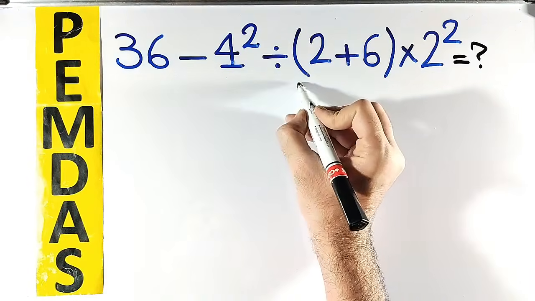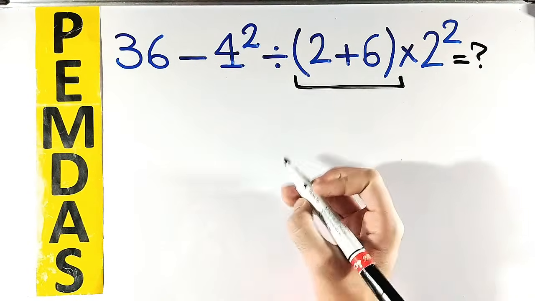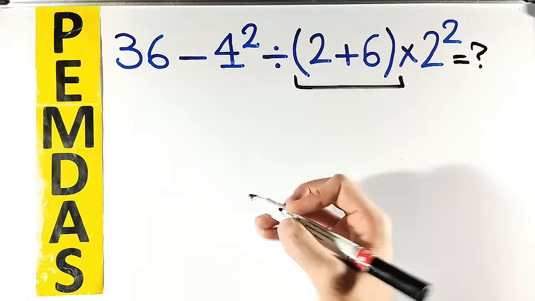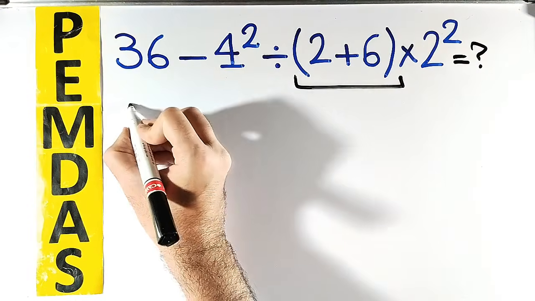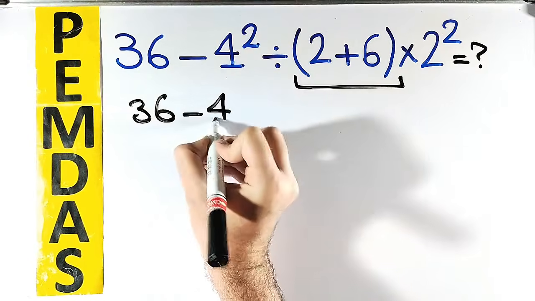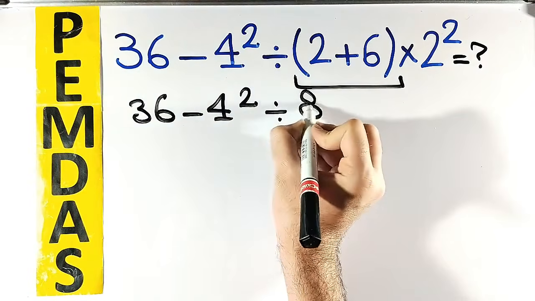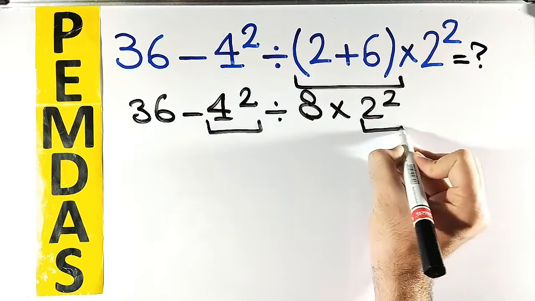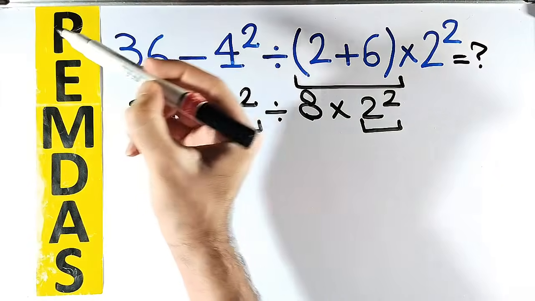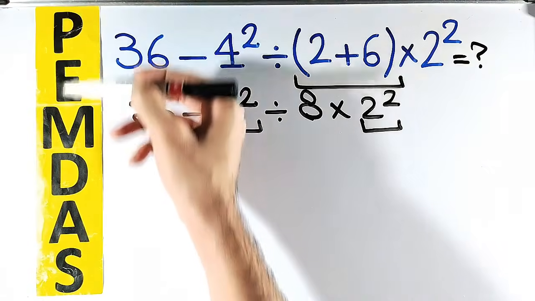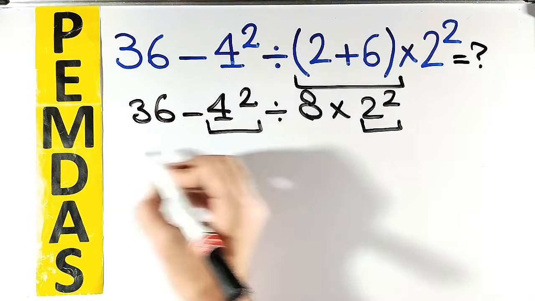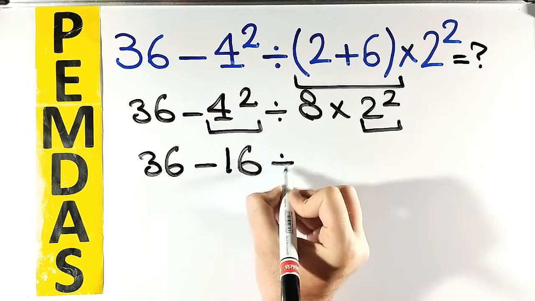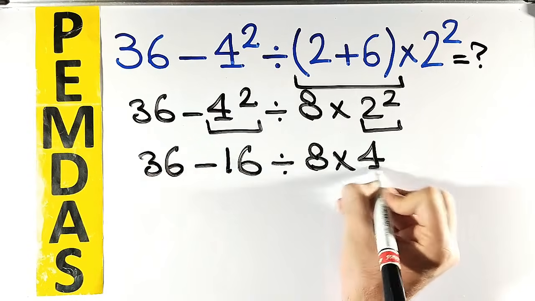According to the PEMDAS rule, first we go for the expression inside the parentheses because P, or parentheses, has the highest priority among the other operations. So, instead of this expression, we can write 36 minus 4 squared divided by 8 multiplied by 2 squared. In the next step, we go for the exponents because in the PEMDAS rule, after parentheses, exponent has a higher priority than the other operations. So, we can write 36 minus 16 divided by 8 multiplied by 4.